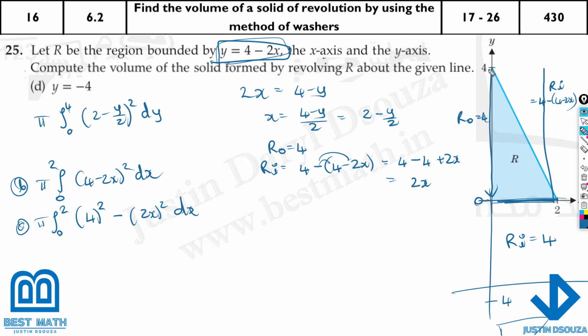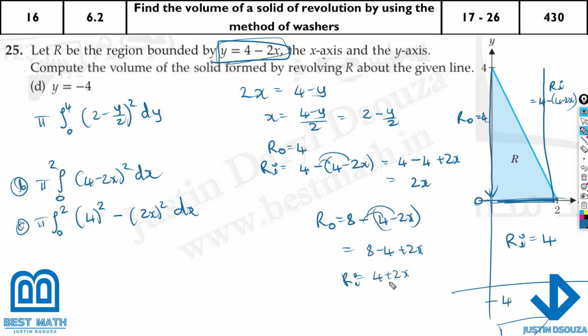But let's look at the outer radius. From here to here, how much is that? 4 plus 4 is 8. Outer radius is 8. But then this equation is coming in, isn't it? So what we have to do is 8 minus the equation, that is 4 minus 2x. So let's simplify this. It'll be 8 minus 4 plus 2x. So it's going to be 4 plus 2x. That is the outer radius.